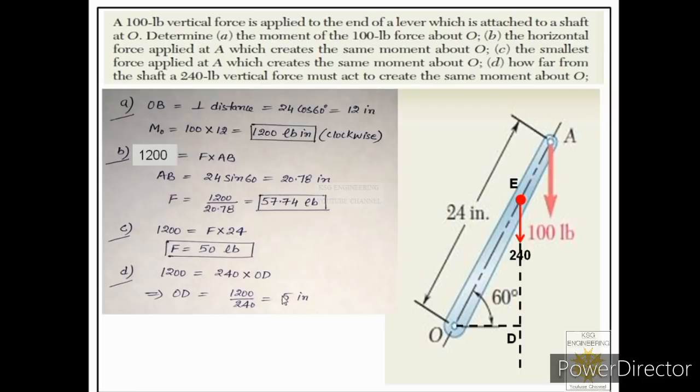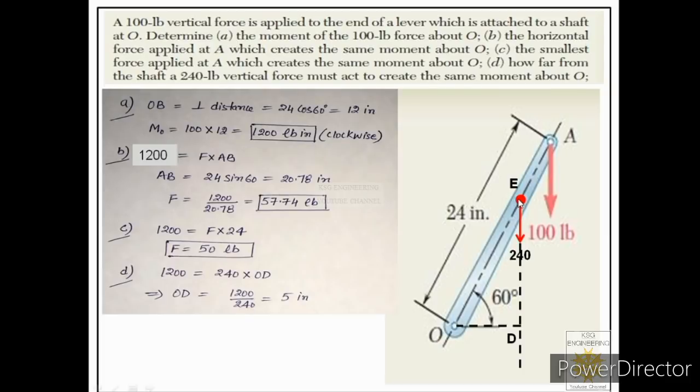Is this our answer for the D part? No, this is not the answer. Look over here at what we have to answer. We have to answer how far from the shaft. Where is the shaft? The shaft is at O. So how far from the shaft on the lever can we apply the force? We have to answer this distance, OE.